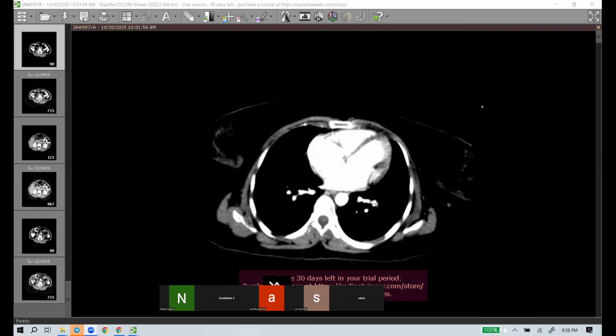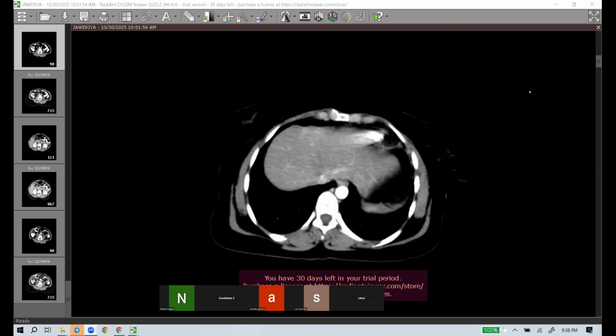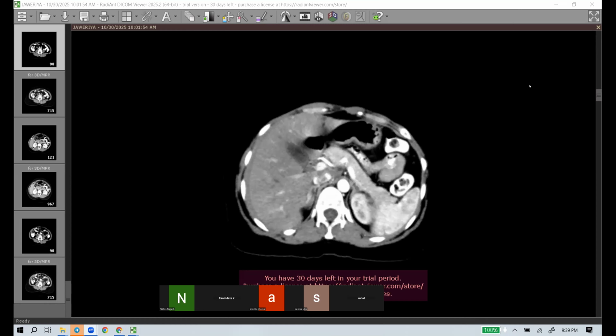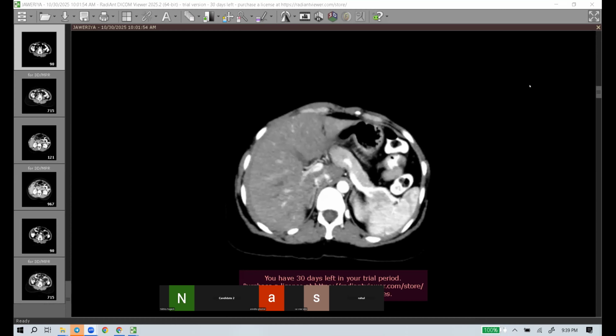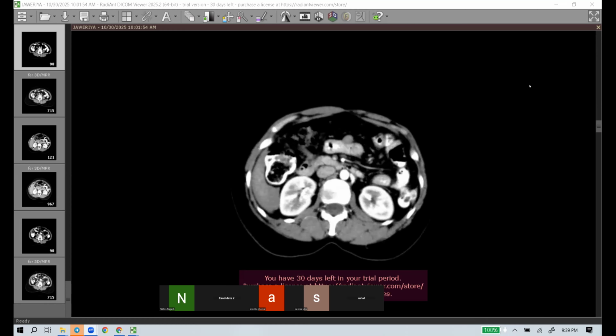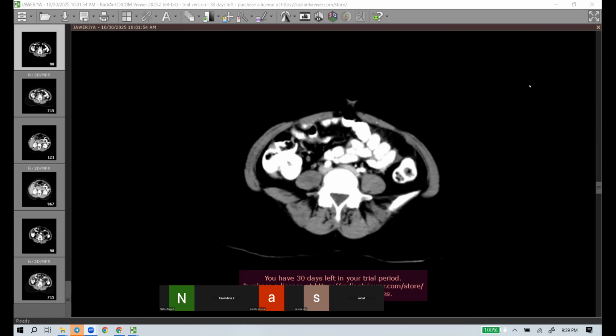Yes, I'm scrolling through the images. I have been provided with the axial CT section post-contrast images of a 28-year-old lady who presented with abdominal pain. First, I will scroll through the images before making my comment. This is IV and oral contrast has been given.